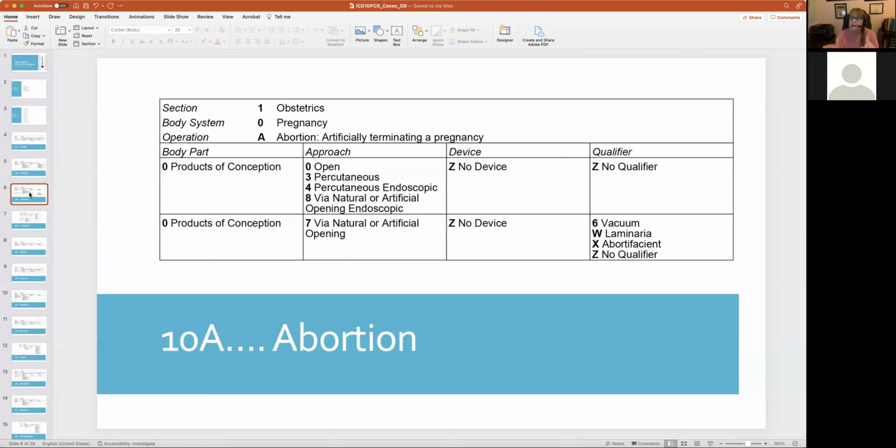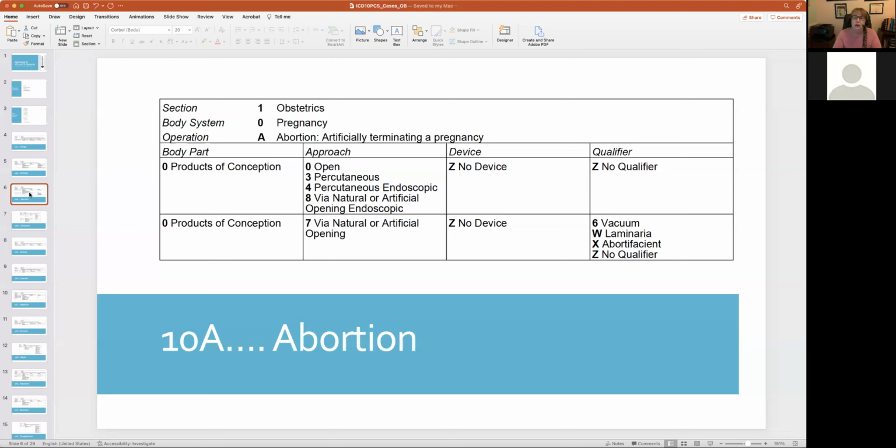using a different qualifier, which will identify what was used. Okay, vacuum, laminaria, abortifacient, fastened, or no qualifier. And again, the documentation should specify this. If not, what are you going to do? You're going to query the physician and get the documentation complete so that you can complete this code.